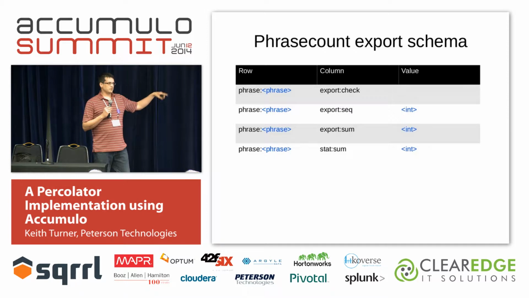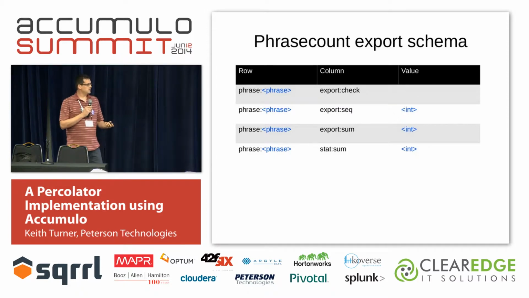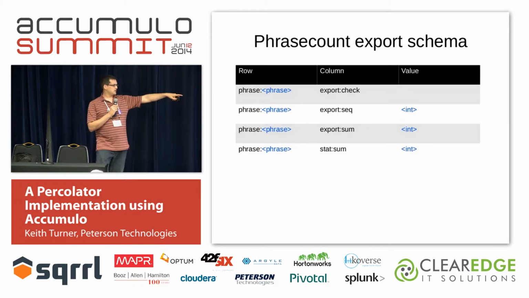So I didn't have enough room to put it all in one slide, but the total schema, I'll have a count. Actually, that should be sum. But I'll have a stat sum for the phrase. And then I'll have an export sum. And I'll keep track of those separately for each phrase. So it's like the current sum for a phrase, and then there's the one I'm attempting to export.